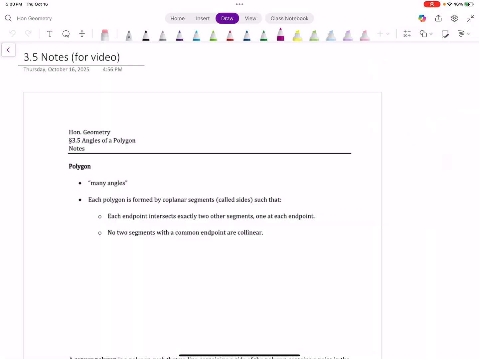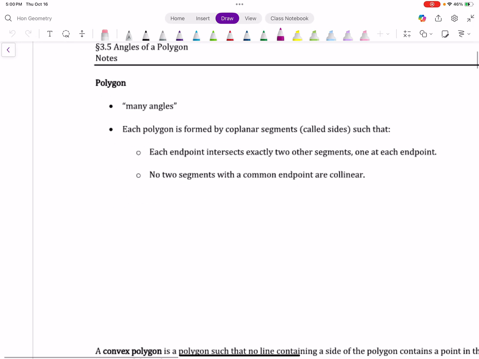All right, so section 3.5. I love me some section 3.5. So, first, we're going to talk about what a polygon is. I think it's Greek. Oh, hang on, I'm sitting here in front of a computer. I don't need to think, I can look it up. Let's see.